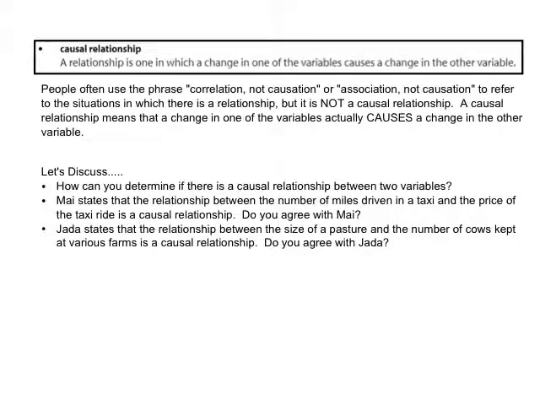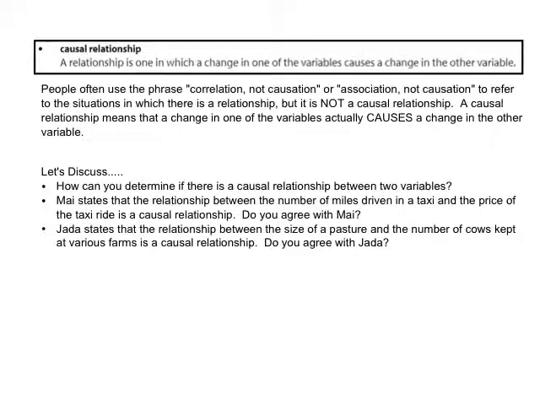May states that the relationship between the number of miles driven in a taxi and the price of the taxi ride is a causal relationship. Do you agree with May? I do. This is a causal relationship. Think about it. The price of a taxi ride is directly related to the miles driven. There might be some fixed portion of that rate, so for very small trips maybe it doesn't matter. But the longer the trip, it costs more to run the car, and that's usually how their fee structure is driven. So the change of the length of the ride will change the price of the trip.